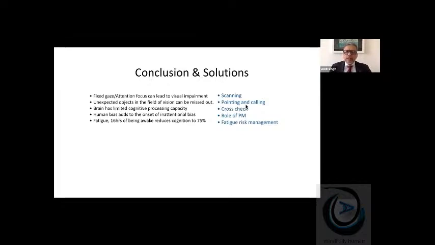And even CASA Australia is promoting pointing and calling. If in the cockpit we point to the knob or a switch we are changing, then we are basically switching off or correcting or changing the right parameter.